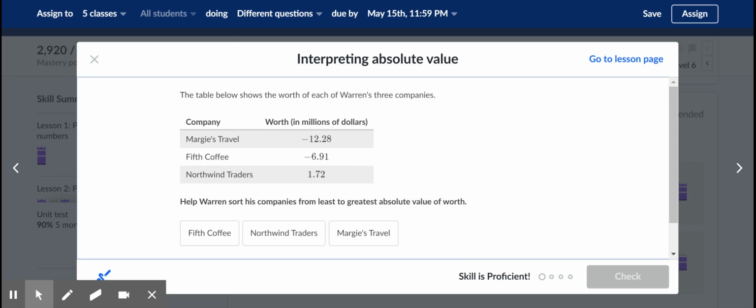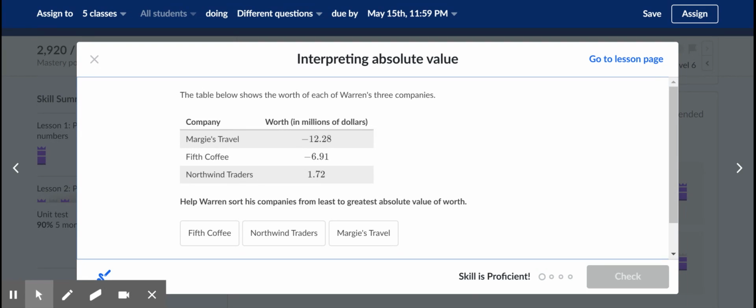All right, in this video, we're going to be interpreting absolute value. So we're going to look at several different examples and try to answer the questions based on the information they've given us.